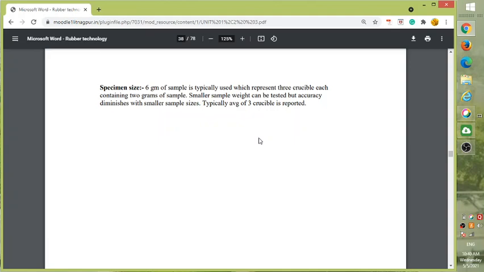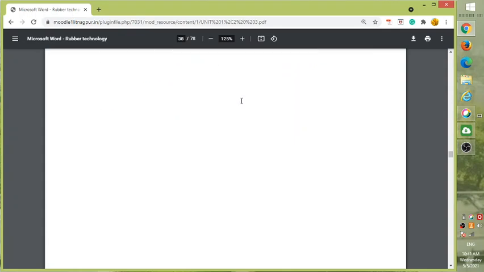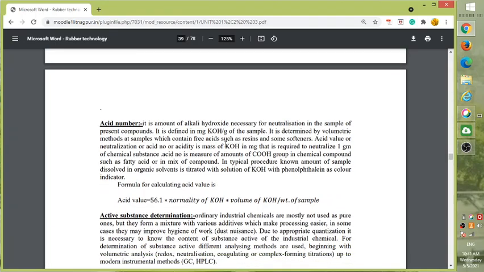Specimen size: 6 grams of sample is typically used, which represents 3 crucibles each containing 2 grams of sample. Okay, 6 divided by 2, 3 samples, we get it. Smaller sample weight can be tested, but accuracy diminishes. Therefore 2 grams you have to take with smaller sample size. Typically the average of 3 crucibles is reported. You cannot just take one crucible and determine the ash content. You have to take at least 3 crucibles so that you get the average, you get the real reading.